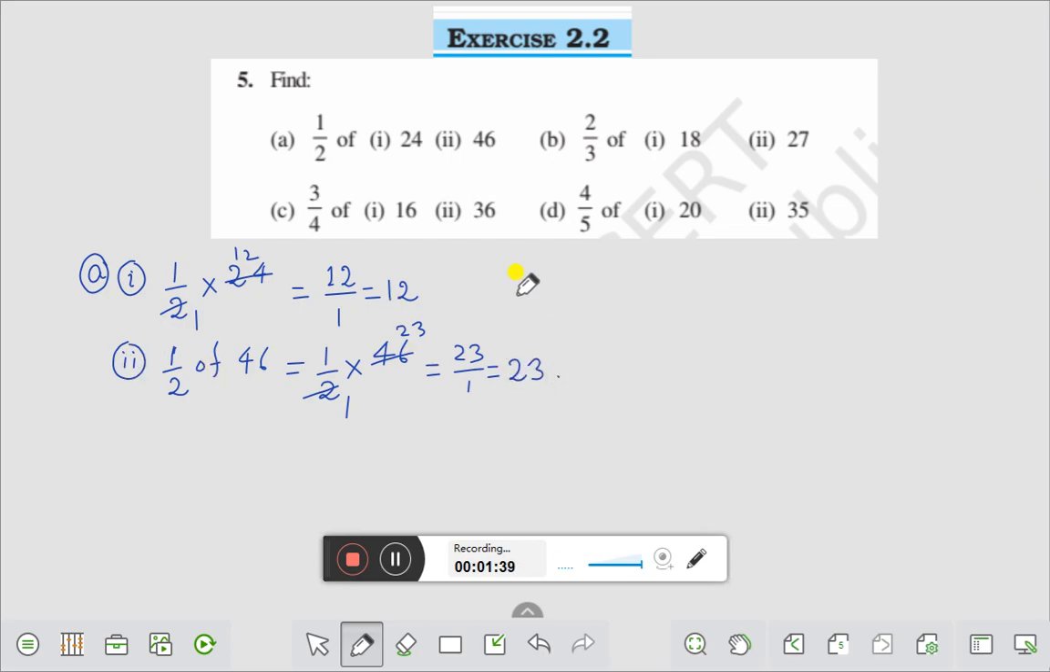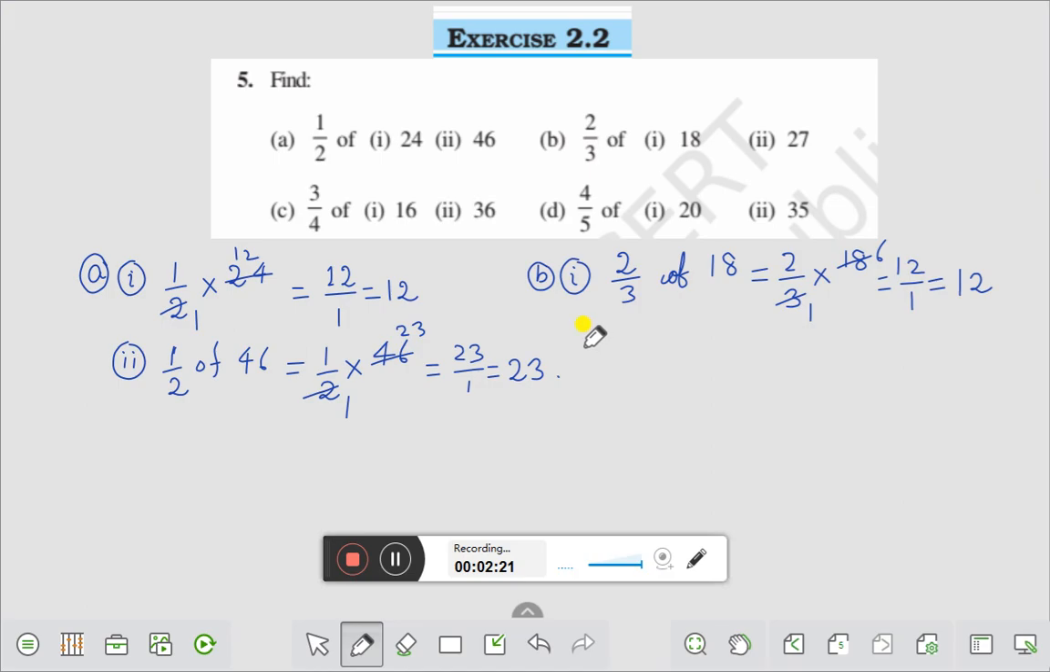Right? Now question number B1 is 2 by 3 of 18. Of means multiply, that is equal to 2 by 3 into 18. That is 3 1 is 3 and 3 6 is 18. That comes to 6 2 is 12 by 1, that is equal to 12.